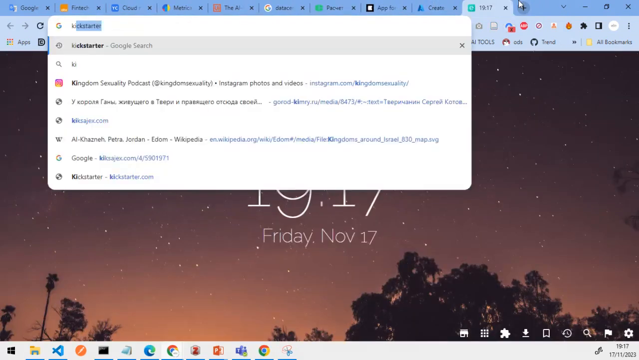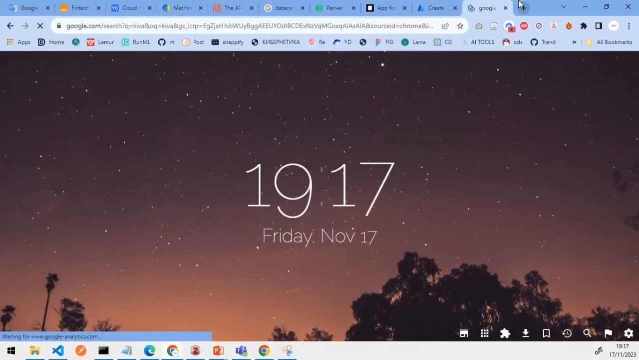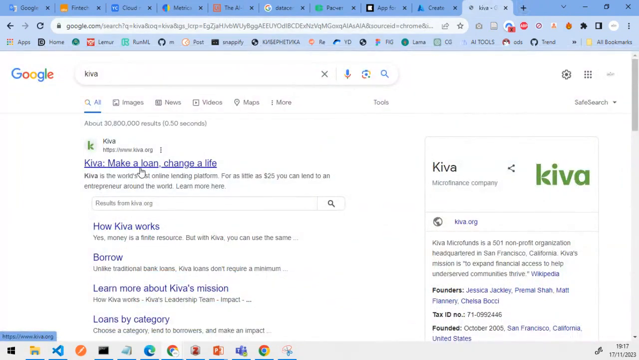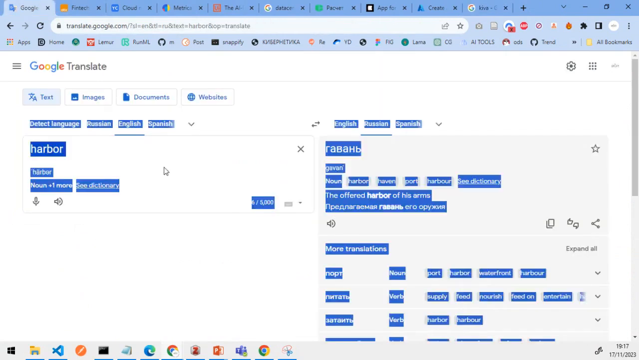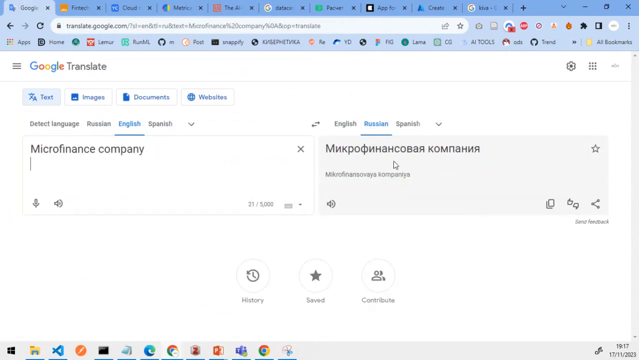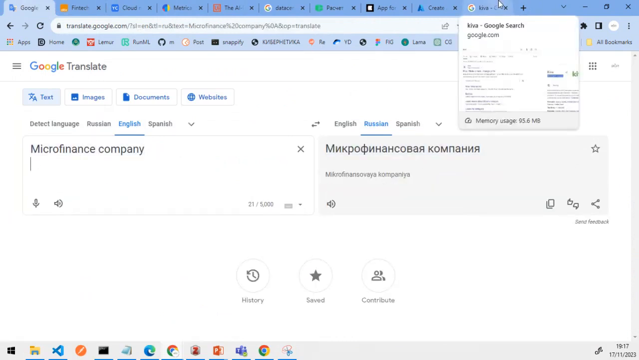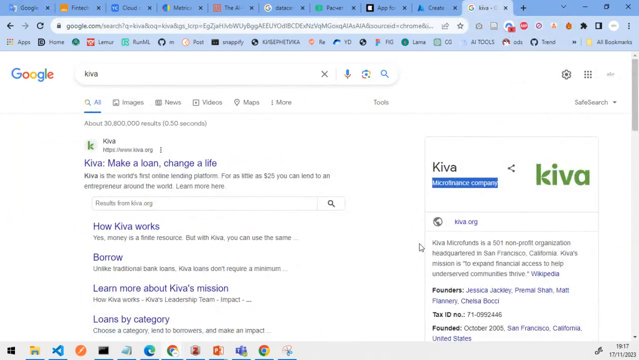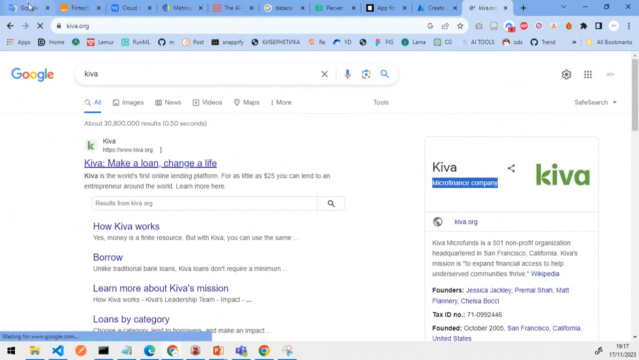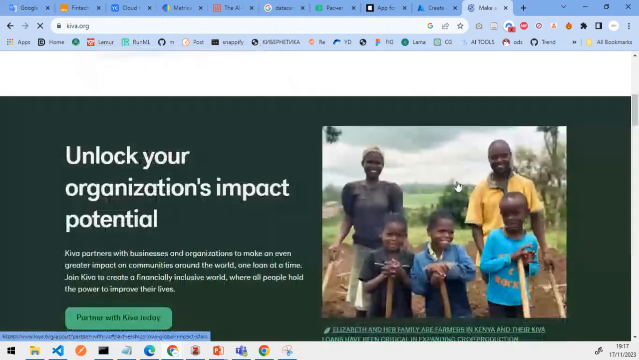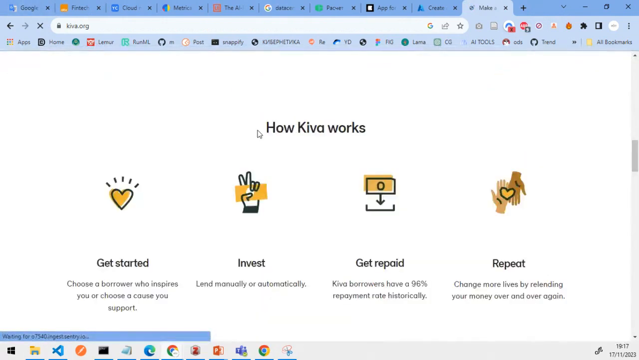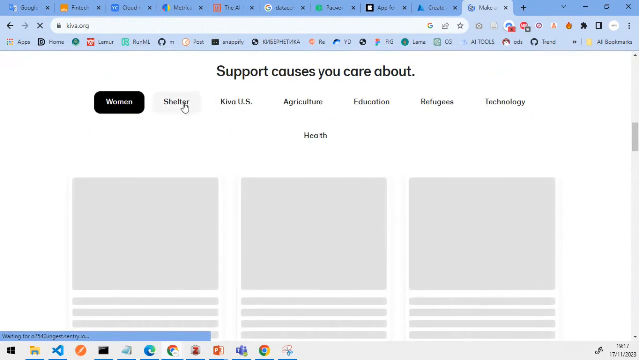An interesting one is also Kiva. I'm going to mention Kiva. It's a microfinance company. I think it might be the same term in Russian. So it's a microfinance company that helps people who have business ideas anywhere in the world, usually people in agriculture or farming. Say you want to have a business or something like that. Let me see if I can look at it.